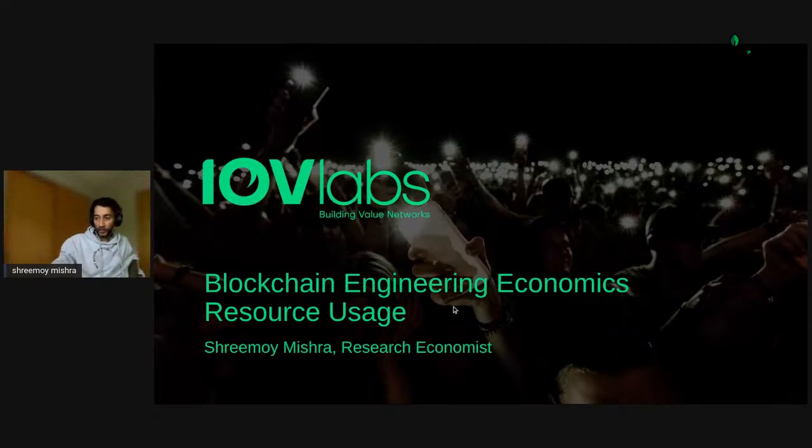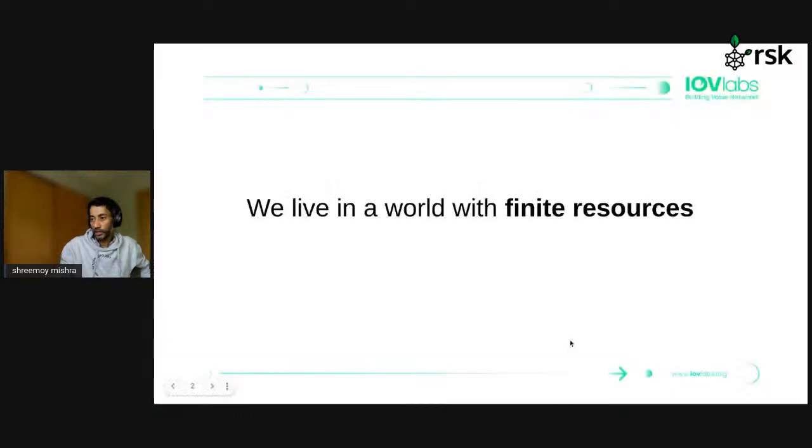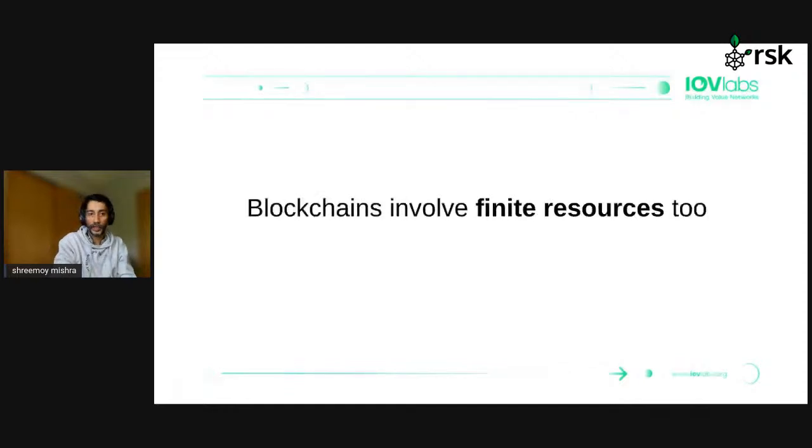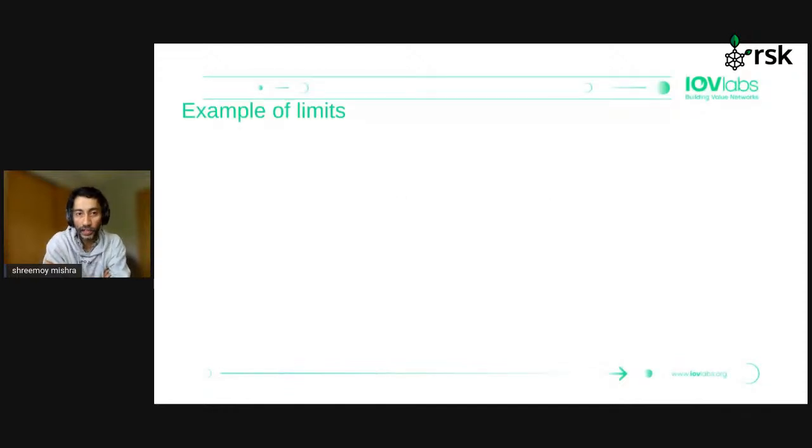The theme is going to be... There's a bit of a delay here, so bear with me. And the overall theme here is always going to be that we live in a world with finite resources, and blockchains have finite resources too.